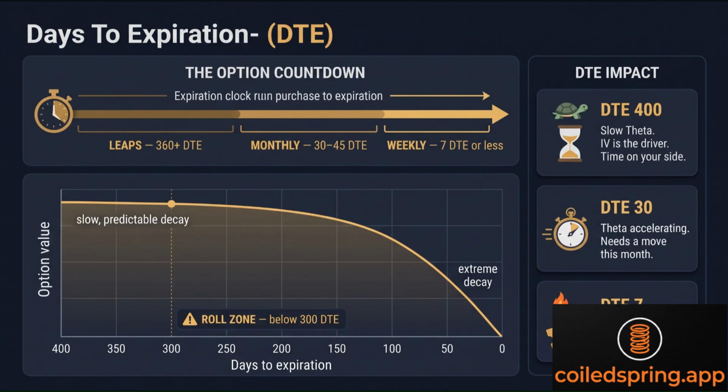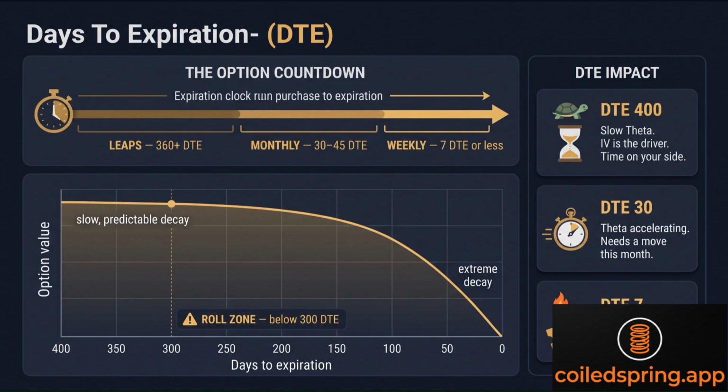One practical point worth knowing: when an option's DTE drops below 300, it begins to transition out of true LEAPS behavior. The decay starts to accelerate meaningfully, Vega sensitivity begins to decrease, and the position starts behaving more like a medium-term option than a long-dated one. This is the moment to start thinking about rolling, closing the position, and opening a new one further out in time, rather than letting the clock run you down.